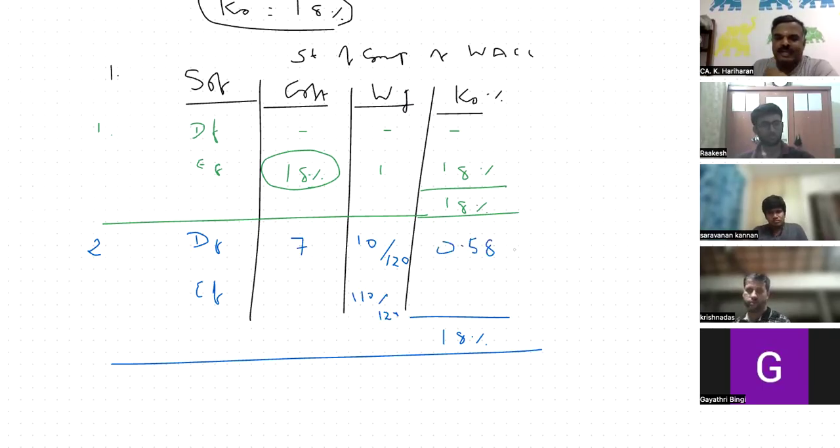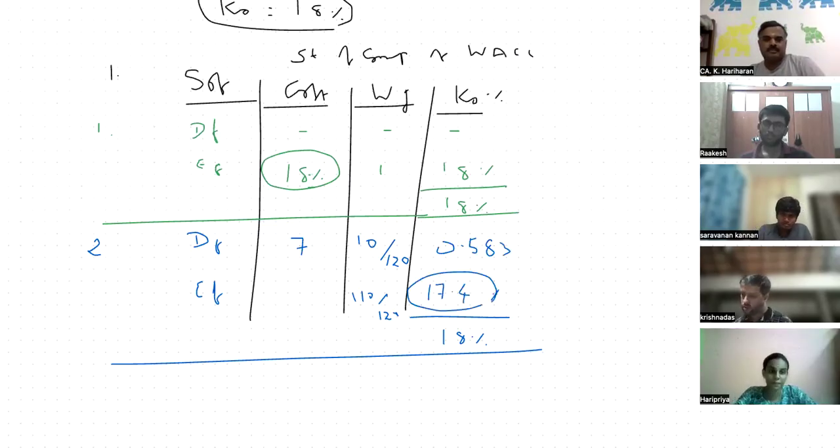So 17.4 into 120 divided by 110 is equal to KE, 19%. All of you got 19%? Yes, sir. Let's go for the third case. Are you able to understand the logic? Yes, sir.